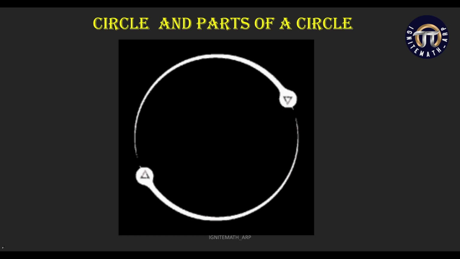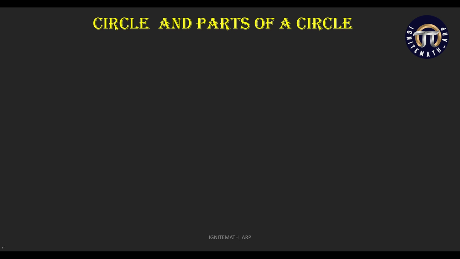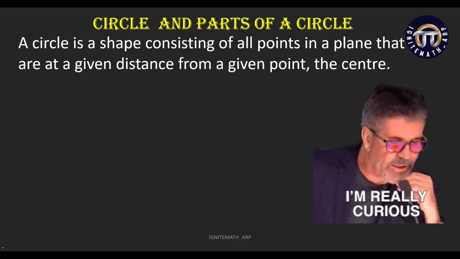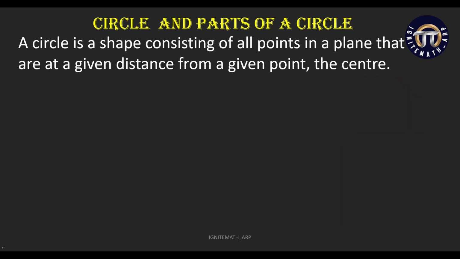So let's start the concept, children. Circle and its parts. The first thing we are going to learn is a very basic thing that you all learned in your previous lower classes. Now let me define a circle. A circle is a shape consisting of all points in a plane that are at a given distance from a given point. That point is called the center.